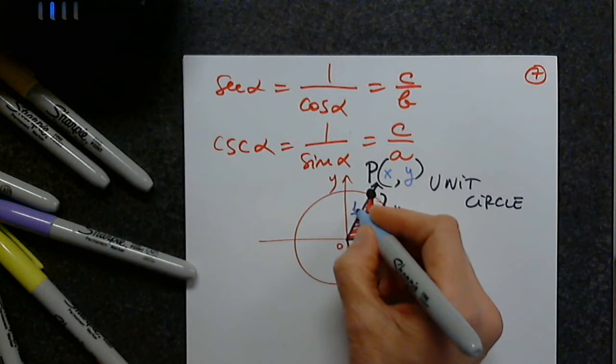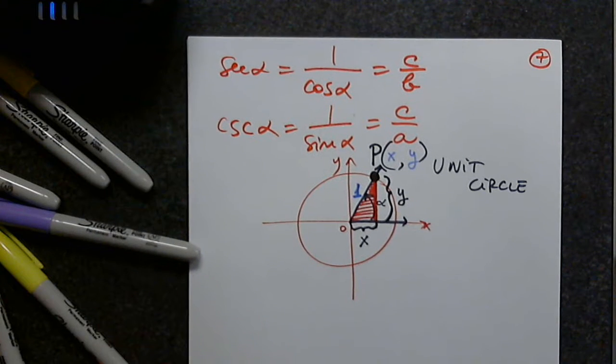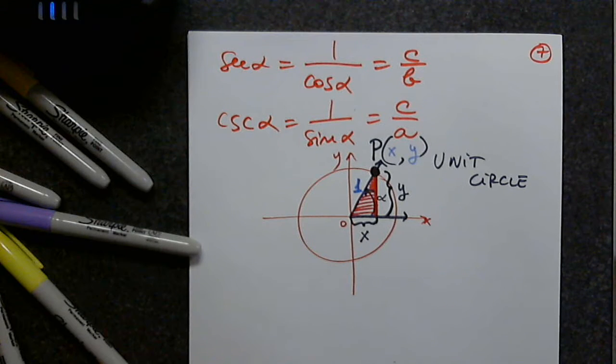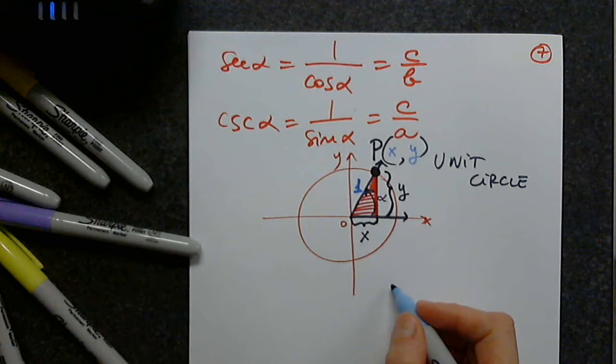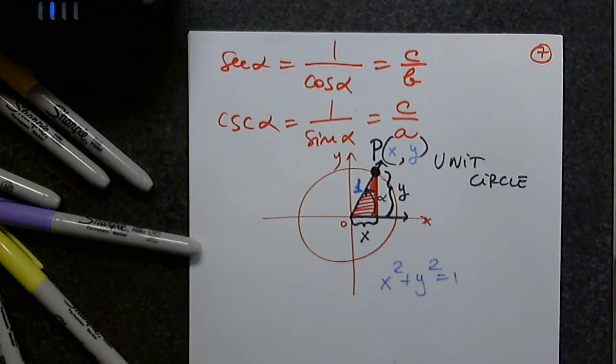Now, this is 1. This is a unit circle. And now I'm going to kindly ask you to state the Pythagorean theorem in this triangle. And I will write it down. X squared plus y squared equals 1. Do you all agree with this? Perfect.